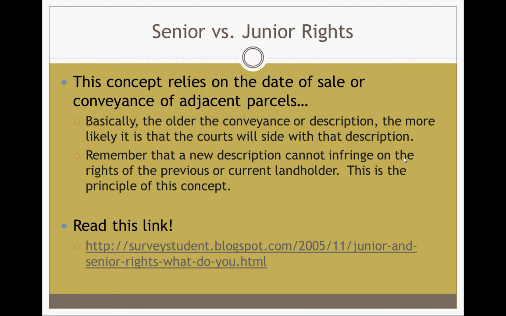And so that's the issue here with junior-senior rights. If I've been there longer, you can't infringe on my rights and you can't affect my land ownership.